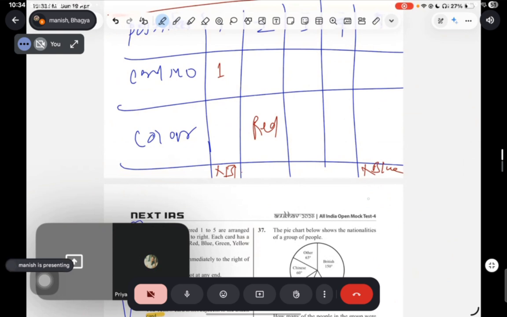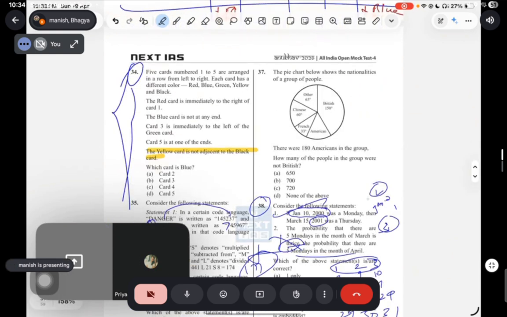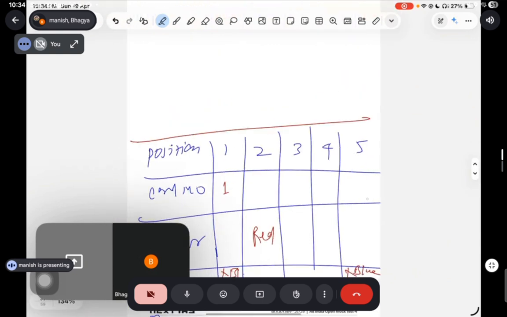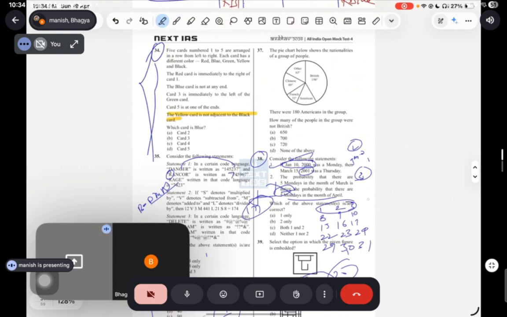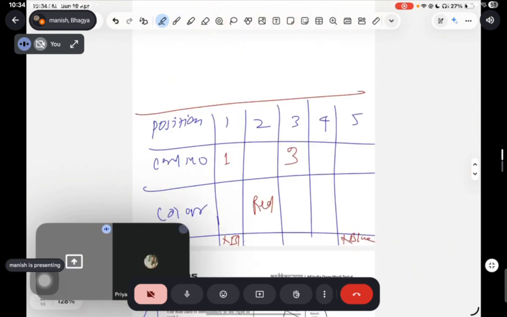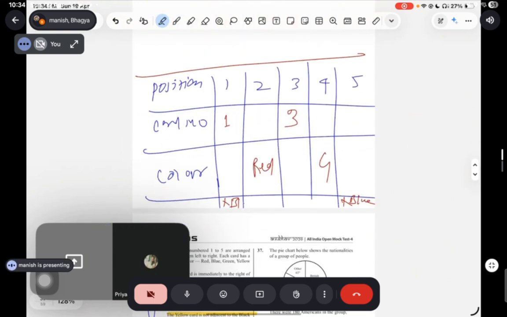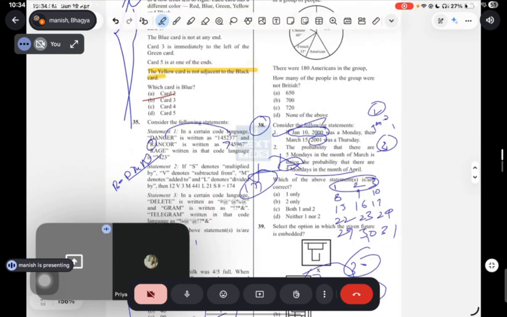Then card 3 is immediately to the left of the green card. So card 3 here. And what does the question say? Green is fourth from the left, so green will be in fourth position. This is confirmed. So now blue cannot be here and blue cannot be here, so blue will be here. So card 3. Deadly answer I got.